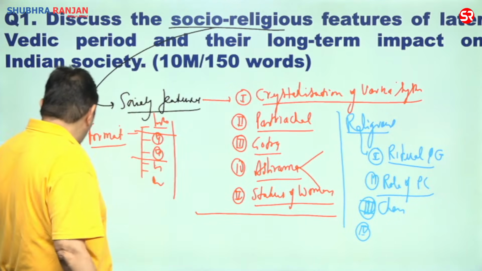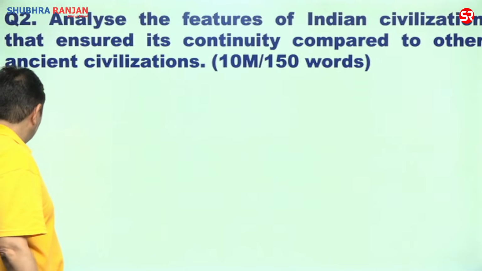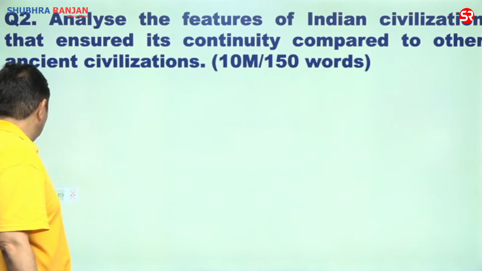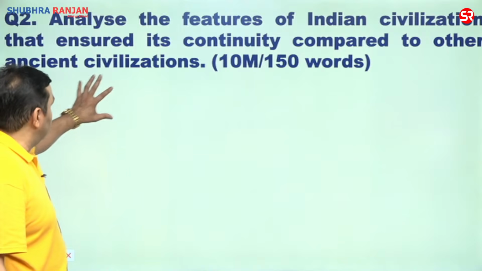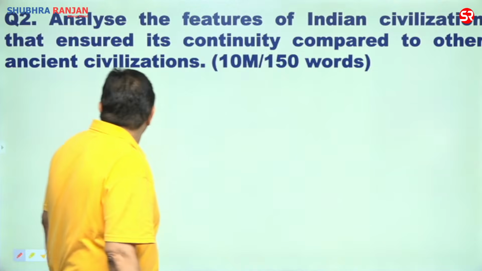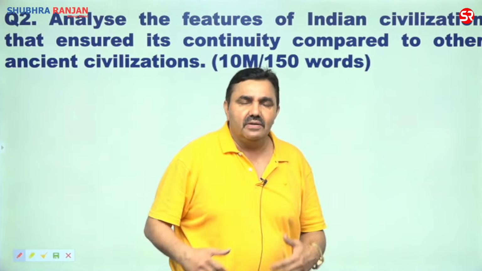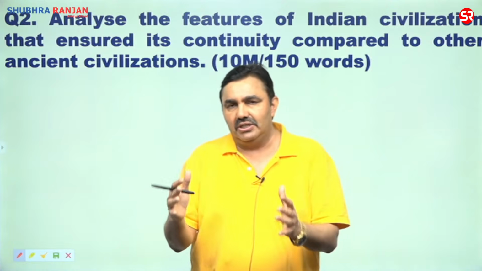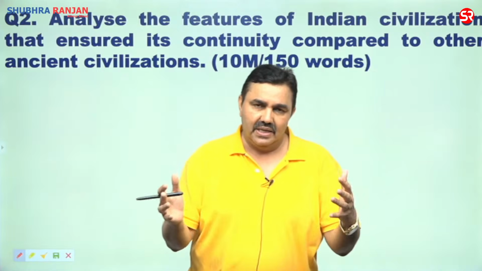Let's go to the second question here. The second question is about analyzing the features of Indian civilization that ensured its continuity compared to the other ancient civilizations. Think of Mesopotamian civilization, think of Egyptian civilization. Mesopotamian civilization, Egyptian civilization, these were a little older and contemporary to Harappan civilization.